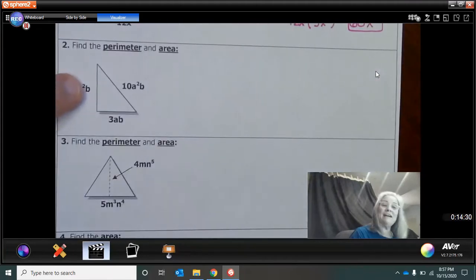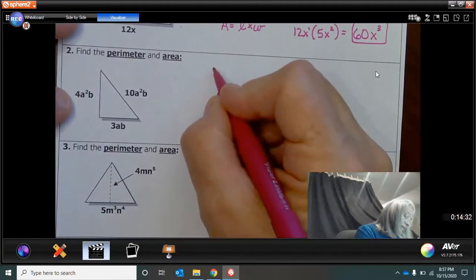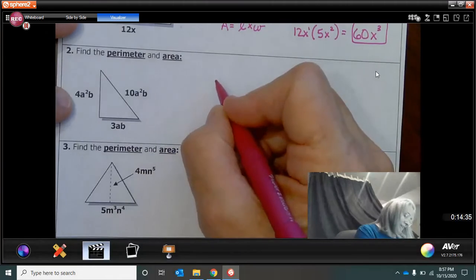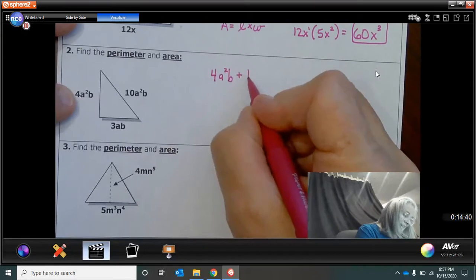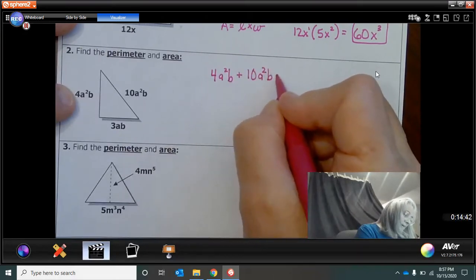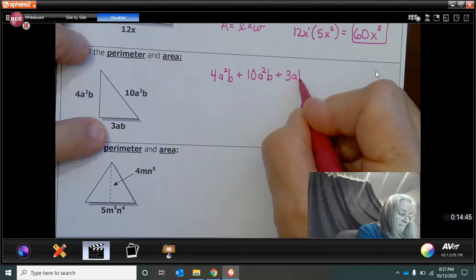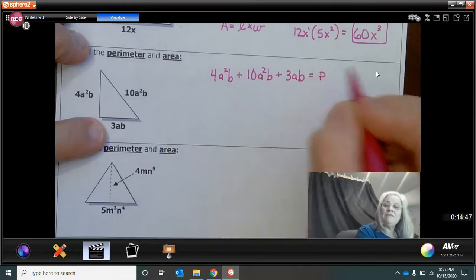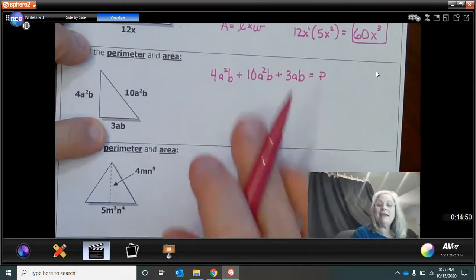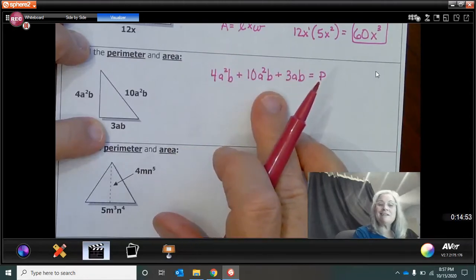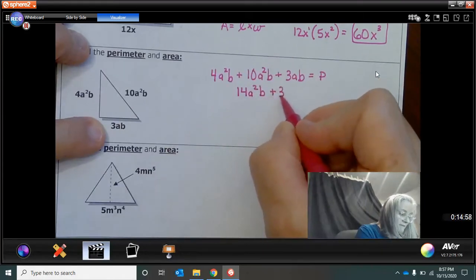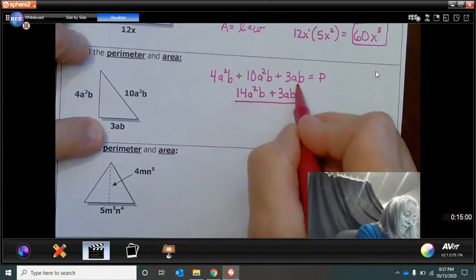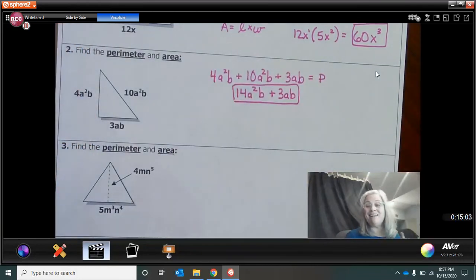All right, and then the next one is the triangle. The perimeter of the triangle is, obviously we're going to add them together. So we have 4a squared b plus 10a squared b plus 3ab. This would be the perimeter of the triangle, and 4a squared b and 10a squared b are like terms, so I can add them together to get 14a squared b plus 3ab. Cannot add 3ab to 4a squared b, not like terms, and you're done. So that's the perimeter.